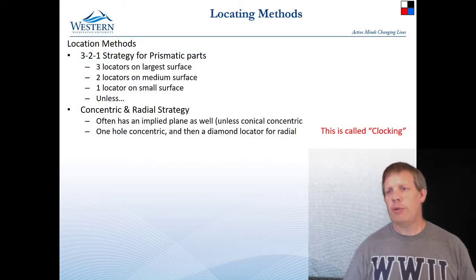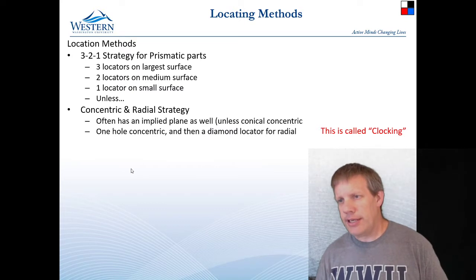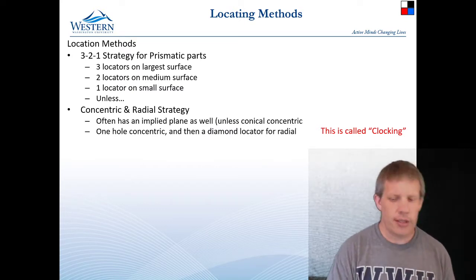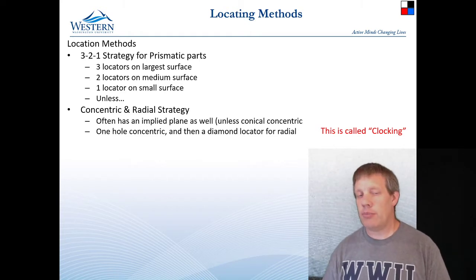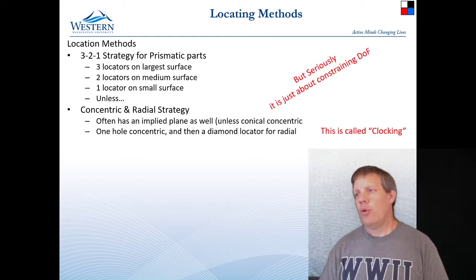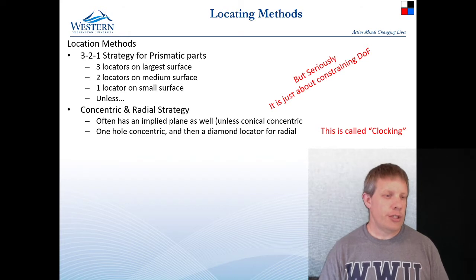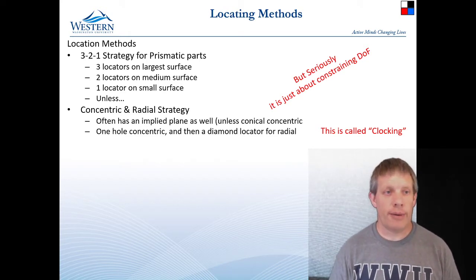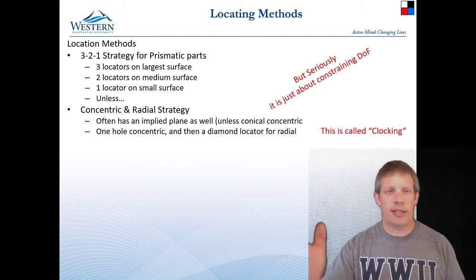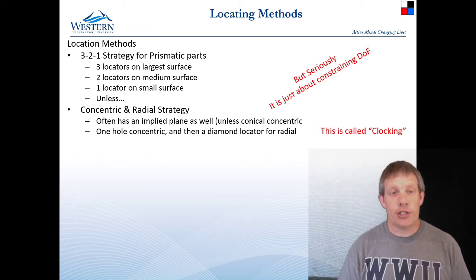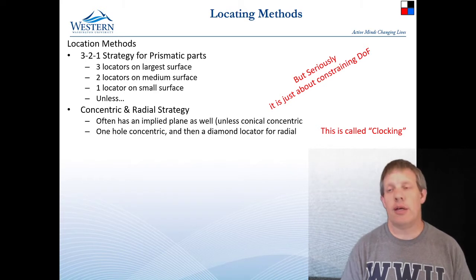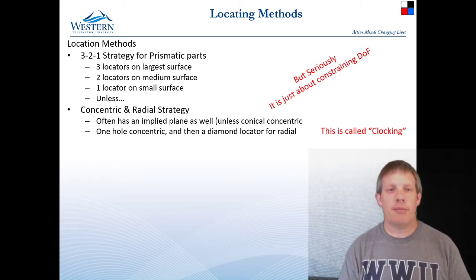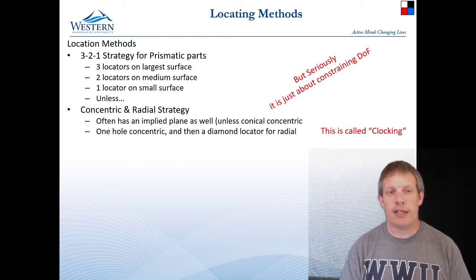All right, so we can do a concentric and radial strategy. And if you look in the book, they spend all this time on 3-2-1, they spend all this time on concentric and radial, but here's the thing. What we really need to do is just eliminate the degrees of freedom. That's what we really care about. Some parts won't fit either of these strategies, so we just need to eliminate 6 degrees of freedom, and we need to eliminate those 6 degrees of freedom well.